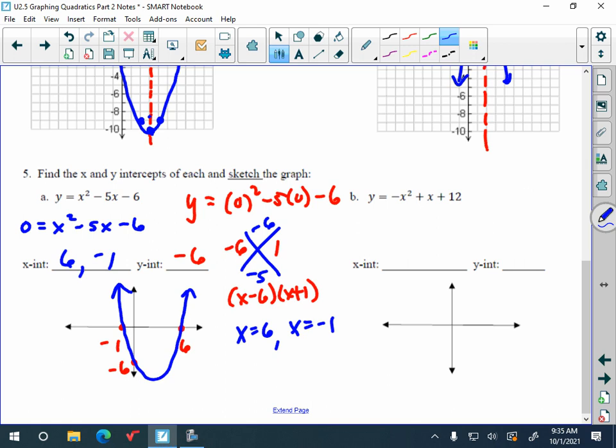Right? So this sketching with x-intercepts and y-intercepts is going to be really important in Unit 3. Right? As long as we know the x-intercepts and the y-intercept, and we know what the shape looks like, then we'll be able to graph anything. All right, so let's do this last one.